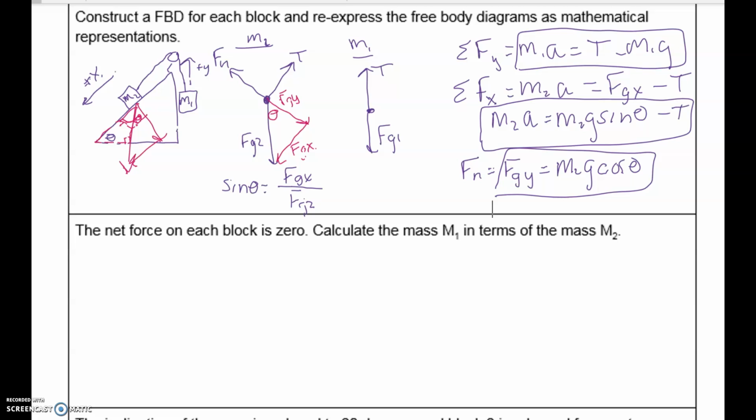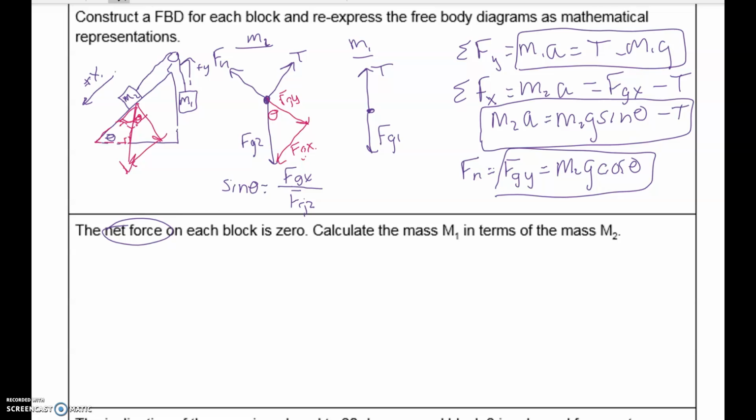Okay, so the next step in the problem, it tells us that the net force on each block is 0. Calculate the mass m1 in terms of the mass m2. So this is actually really interesting, right? Typically in these problems we've had to deal with solving for acceleration and whatnot. Here it actually tells us that the acceleration is 0 since the net force is 0. Right, so that's pretty convenient.